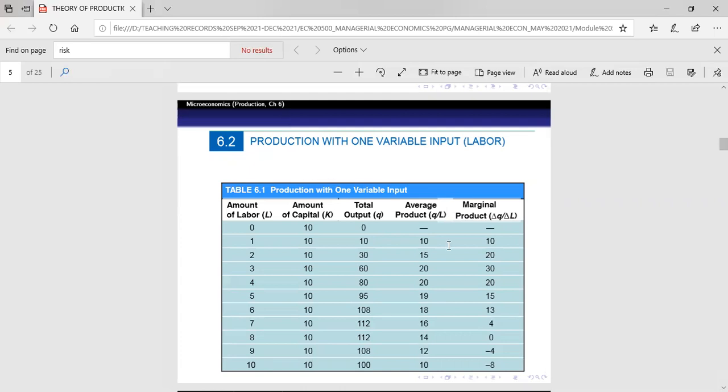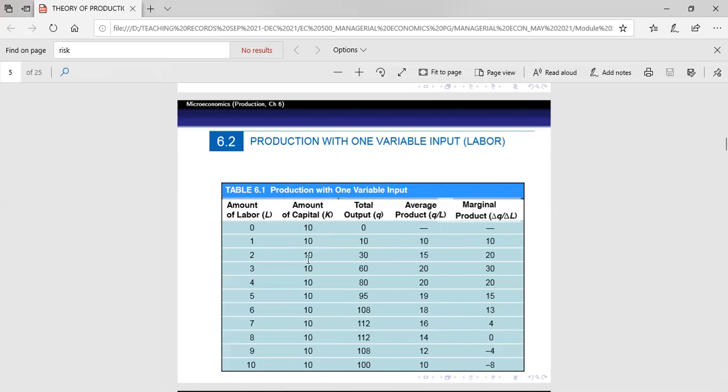For example, in this particular table, we have the amount of labor, of course, the number of workers employed here, and then we have the corresponding capital. The capital can be in the form of machinery plus buildings, because those ones will not change in the short run. Actually, this happens in the short run period of the farm, right?